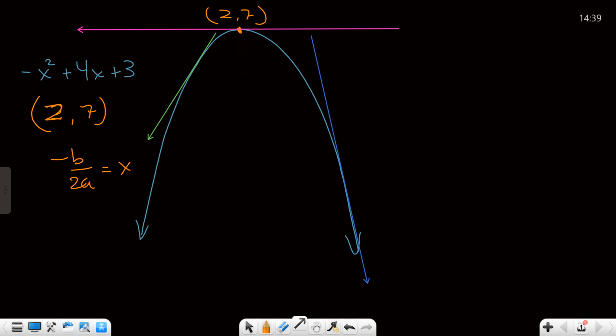What can you tell me about the slope of that blue line? It's a negative slope. What can you tell me about the slope of the green line? Positive slope. Okay. If I was able to take that blue line and roll it along the parabola, hopefully you all see that that slope would change, yes? It goes from a very big positive number way over here. It starts to get smaller and smaller, hits 0 at 2, 7, and then continues down, down, down into a very big negative number. Okay?